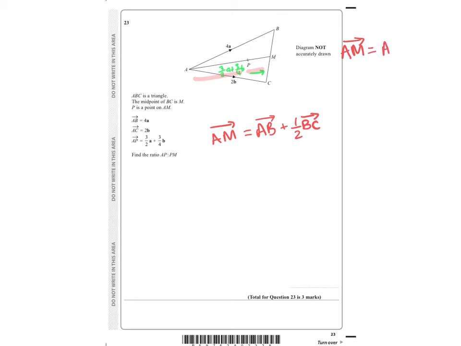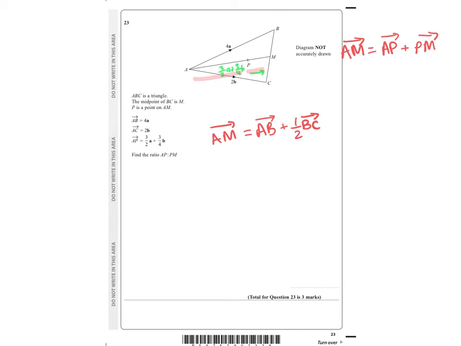I could do AP plus PM. So I can go along this way, AP plus PM. There are two different ways I can get from A to M. Regardless of which way you go, you should always get the same answer, so we're going to see if we can do that.